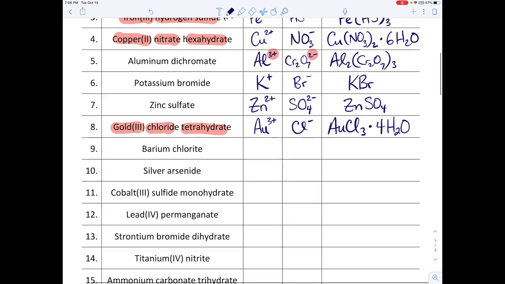Barium chlorite. Barium is an alkaline earth metal. Their charges are always 2 positive. Chlorite is a complex ion. Ite or ate are complex ions, and this one is ClO2. You can look it up in your data booklet. Its charge is 1 minus. 2 plus and 1 minus, so I'm going to need 1 barium and 2 of those chlorites. So because it's a complex ion, we'll put it in brackets and show the 2 outside.